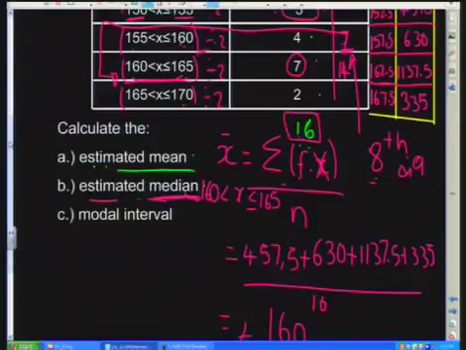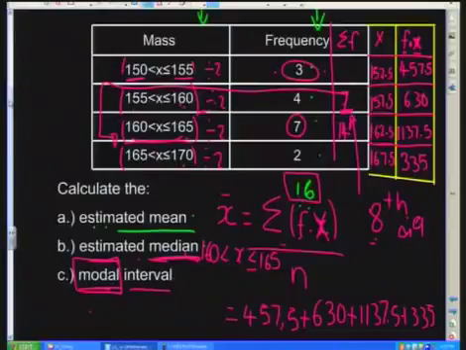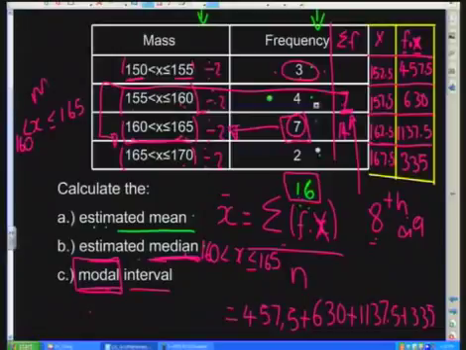Then the next one says, where is the modal interval? Now remember, your modal interval is where you get the most repetitions. If you look at your frequencies, we've got 3, 4, and 7. So we've got most of our repetitions in the 3rd interval. So our modal interval is 160 to 165, so x is less than or equal to 165, but greater than 160.